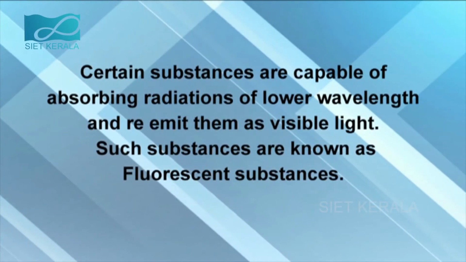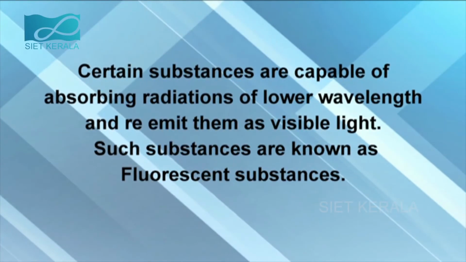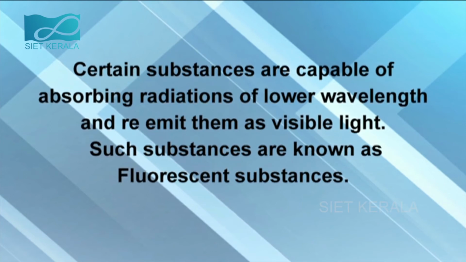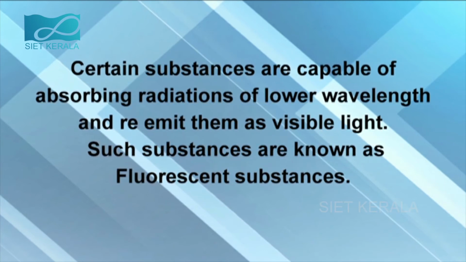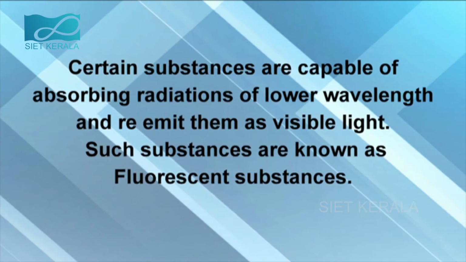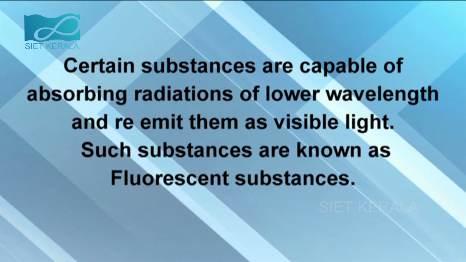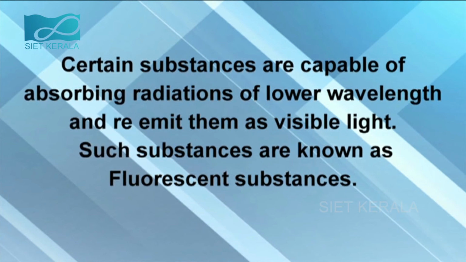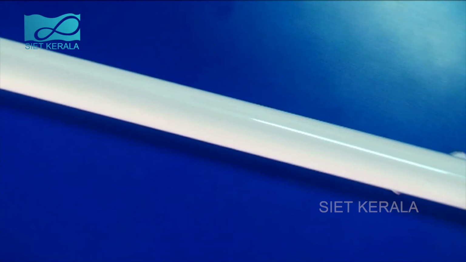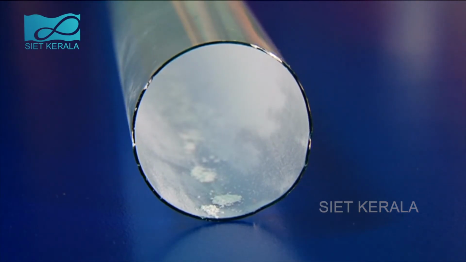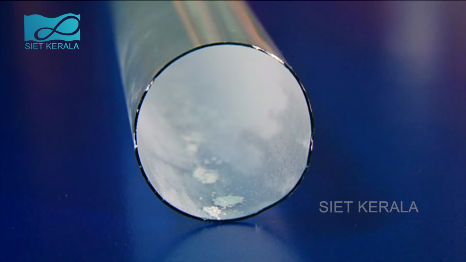Certain substances are capable of absorbing radiations of lower wavelength and re-emitting them as visible light. This ability is what we call fluorescence. Such substances are referred to as fluorescent substances. Inside a glass tube, you can see a white coating. This is a fluorescent material.